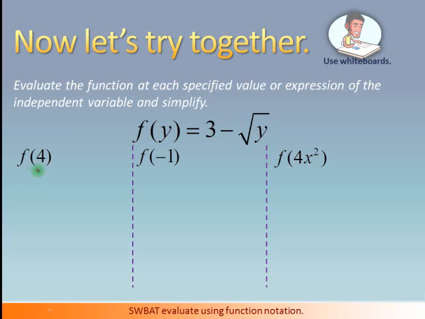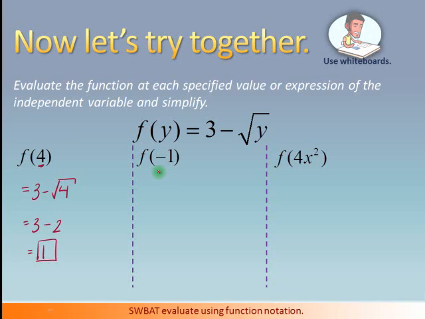For this first one, we're taking the y and replacing it with the 4. Wherever I see a y, I'm going to replace it with a 4. That equals 3 minus the square root of 4, and then you simplify that. We know the square root of 4 is 2, 3 take away 2 is 1, and that's your answer. So we've evaluated using function notation. You're already familiar with this from Algebra 1 and Pre-Algebra. We're just going up a few levels for Pre-Calc.